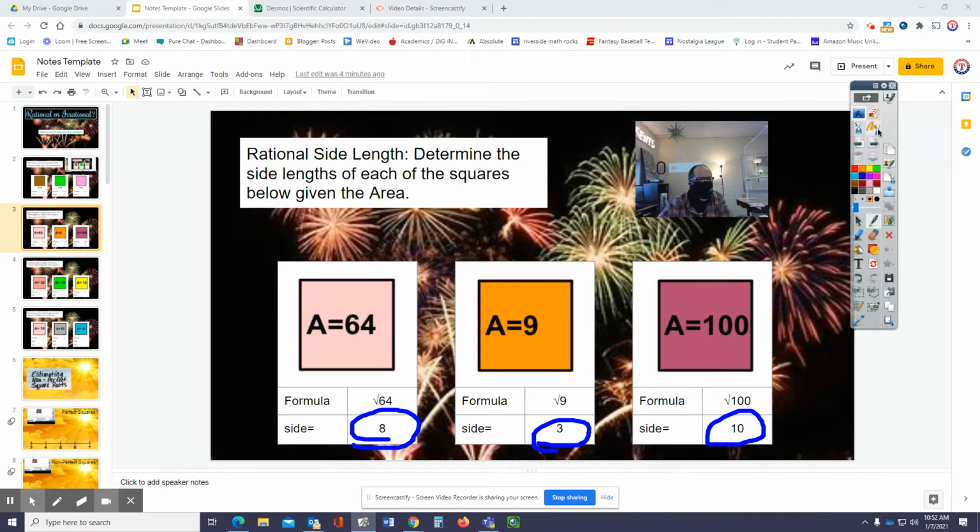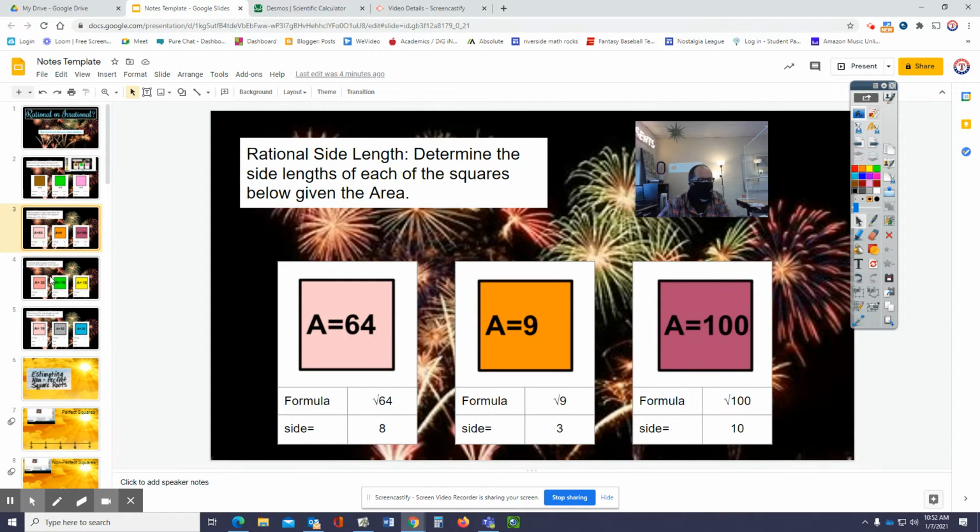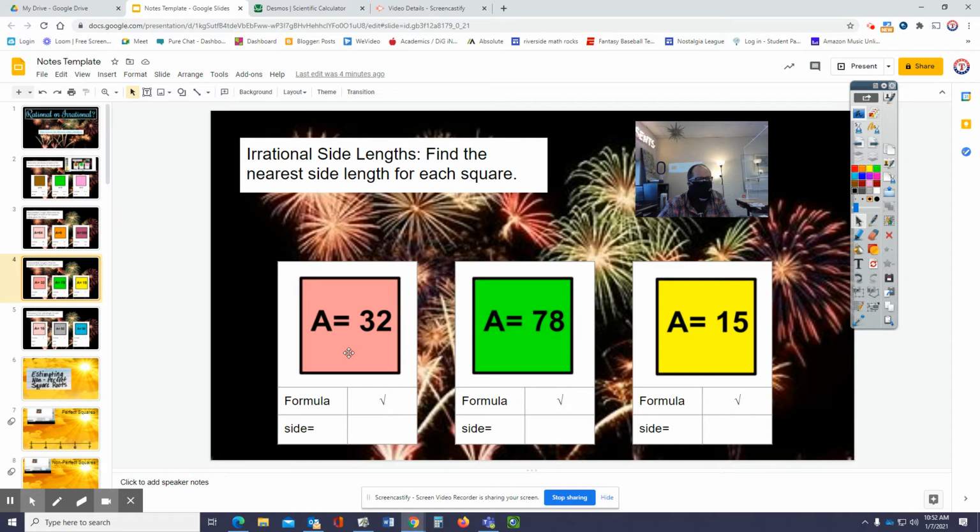These side lengths are what we call rational sides because they're natural numbers, they're whole numbers. You can write them as fractions. They're going to be rational numbers. The problem, though, is that it doesn't always work out that nicely, especially if you have an area with a 32. This is where it starts to get a little bit difficult.